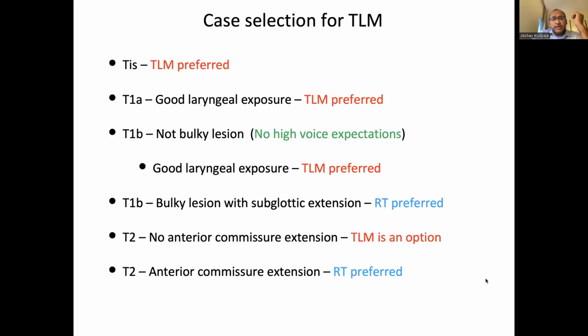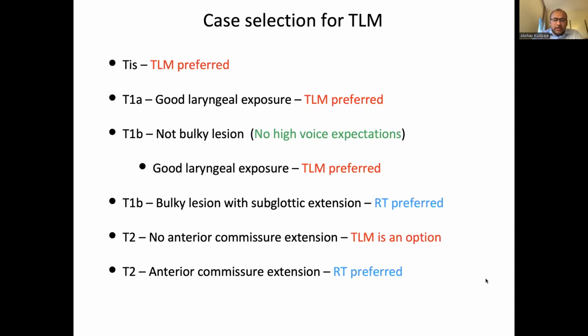For a lesion which is extending to the anterior commissure, that is T1B lesion, the lesions which are not bulky, if we have a discussion with the patient and the family, and if he doesn't have very high expectation with the voice post treatment, then again laser can be a preferred option to be given to the patient. However, when there is an anterior commissure region which is bulky with subglottic extension, that is definitely not a candidate to choose for transoral laser surgery.